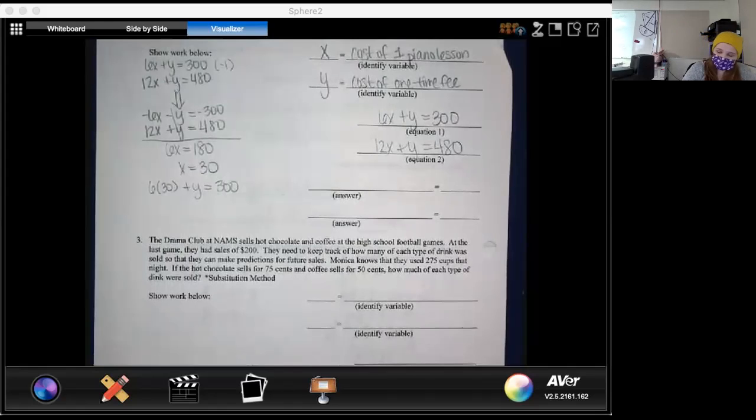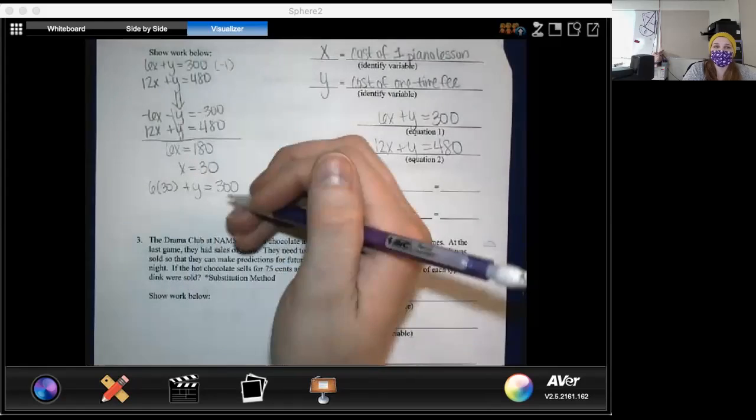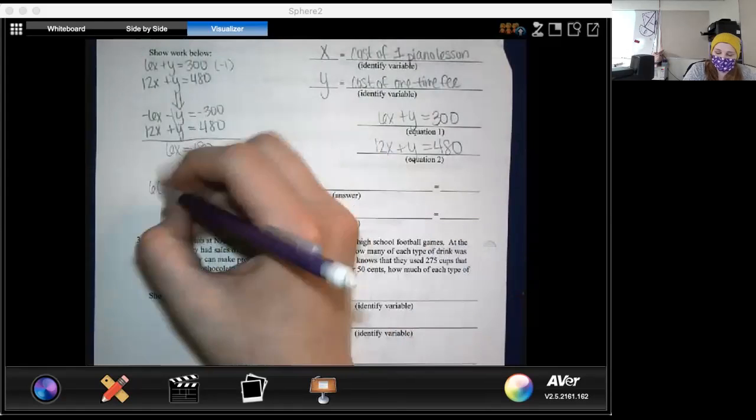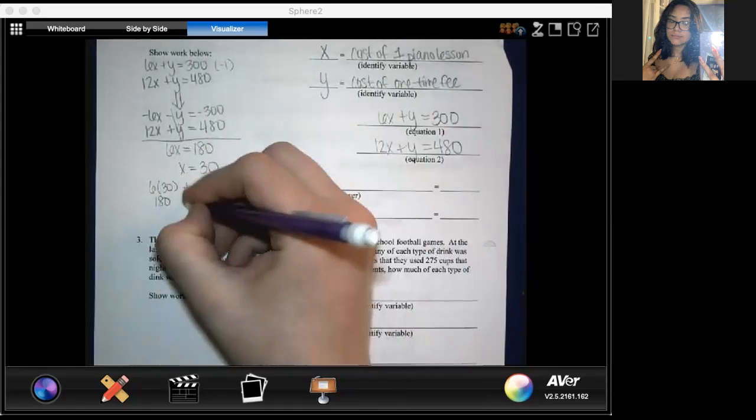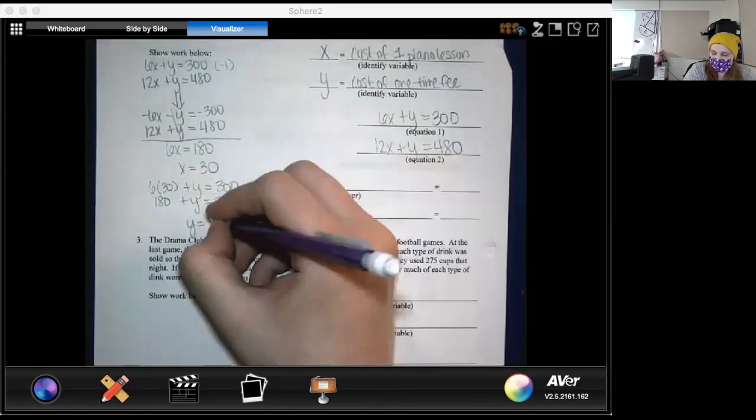All right, so 6 times 3 is, we all said confidently because we know our math facts. 6 times 30 is 180. So therefore, y equals 120.